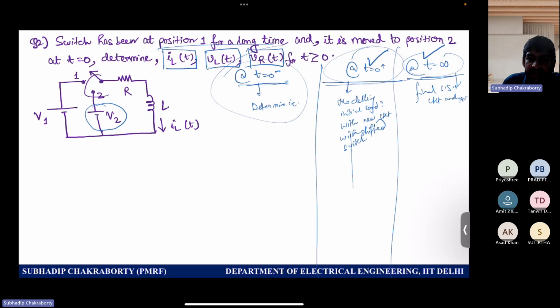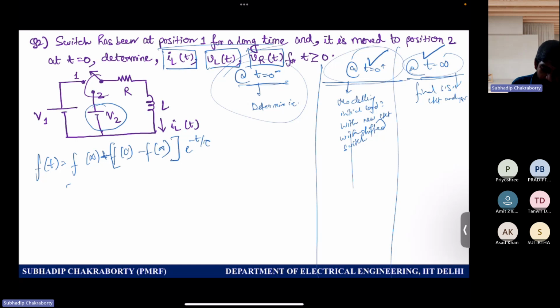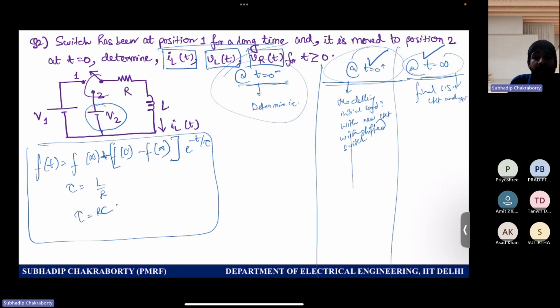Those 0 plus and infinity values you put in the formula, that is f of t equal to f of infinity plus f of 0 minus f of infinity into e to the power minus t by tau. Tau is L by R for RL circuits and RC for RC circuits. And for multiple L and multiple C, L equivalent and R equivalent. Similarly, this will be R equivalent and C equivalent.